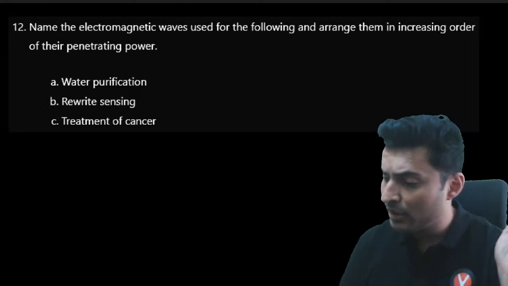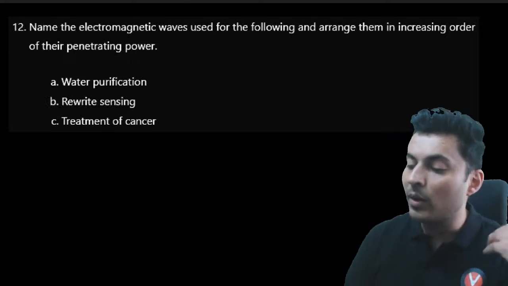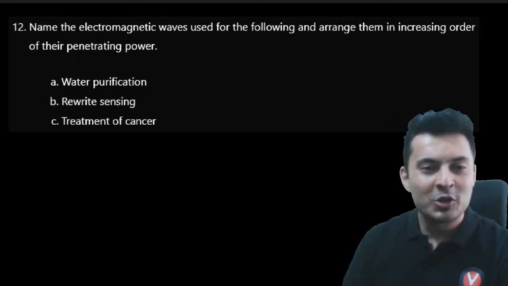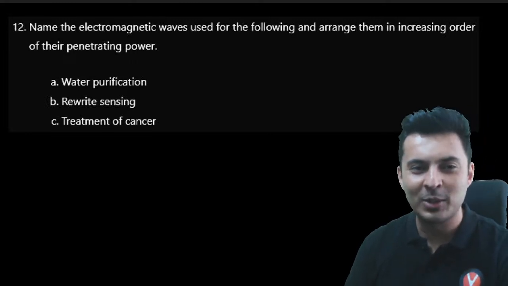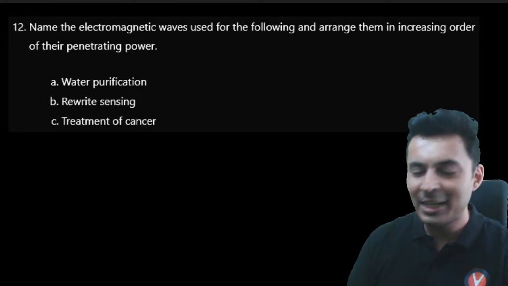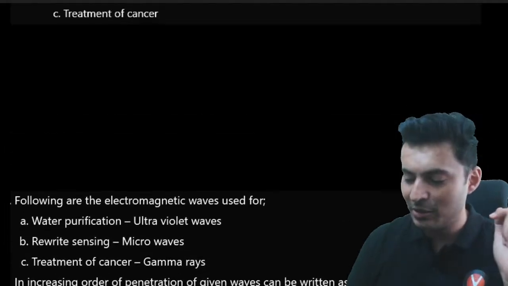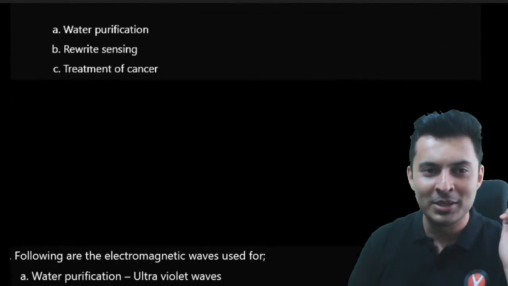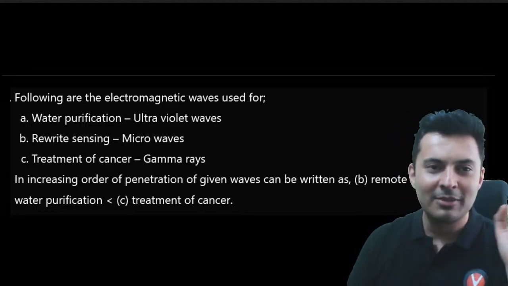What is this? Electromagnetic wave which is used for the following and arrange them in increasing order of their penetrating power. So for water purification, you might have heard of advertisements. Water purification, what they use. Come on. Treatment of cancer, what they use. Remote sensing. It is not right sensing. Remote sensing, you use microwaves. Yes. It's not rewrite sensing.